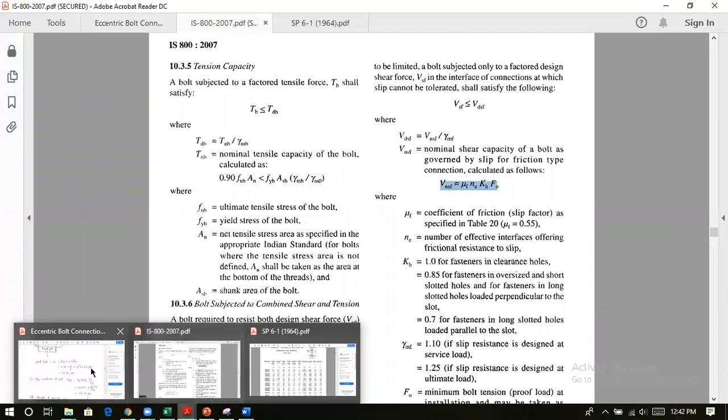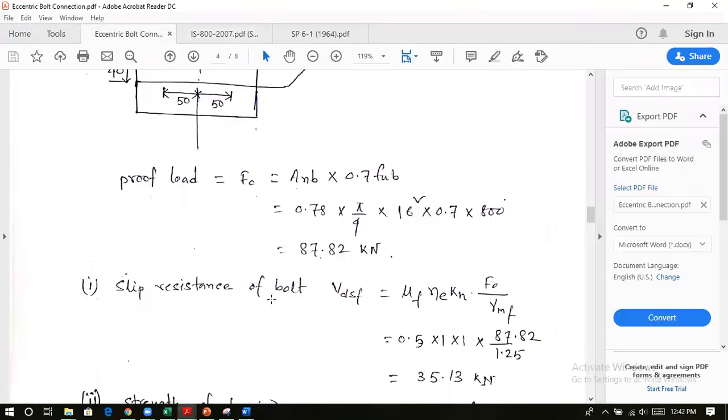Okay, so we'll directly go to the problem and find out the values. Mu f is given as 0.5 in this problem. Ne we will assume as 1, Kh equal to 1, and proof load. Proof load is nothing but the multiplication of 0.7 FUB into Anb. Anb is the net area of the bolt, and that we have found out here already. So Anb is this value, 0.7 into pi by 4 into d square.